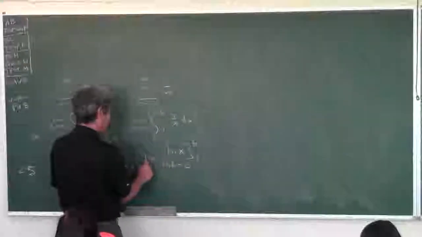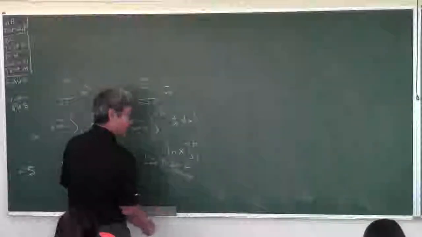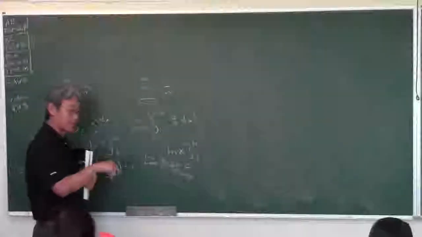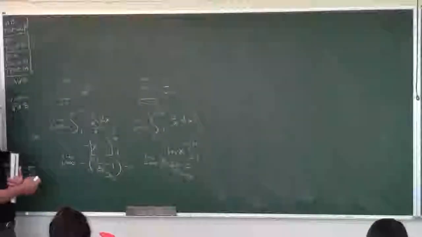Now we take the limit as b approaches infinity. What happens with this? It diverges to infinity. So if this diverges, that diverges. That's the integral test. They either both converge or both diverge. Now do you understand the integral test?